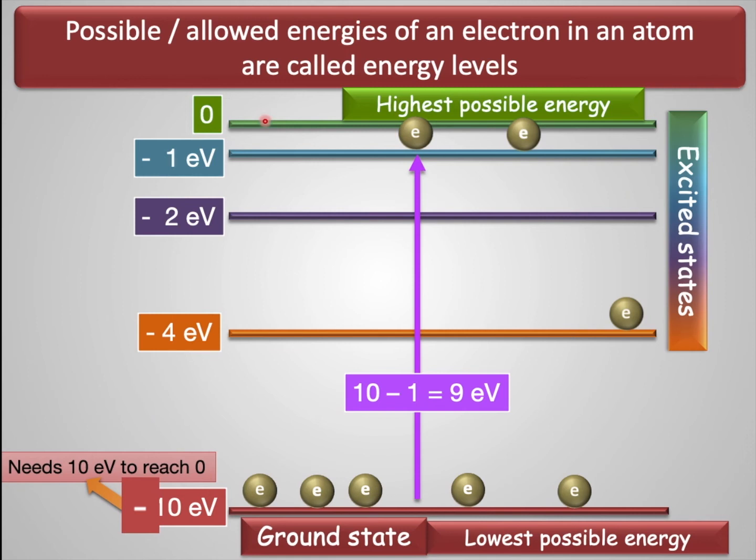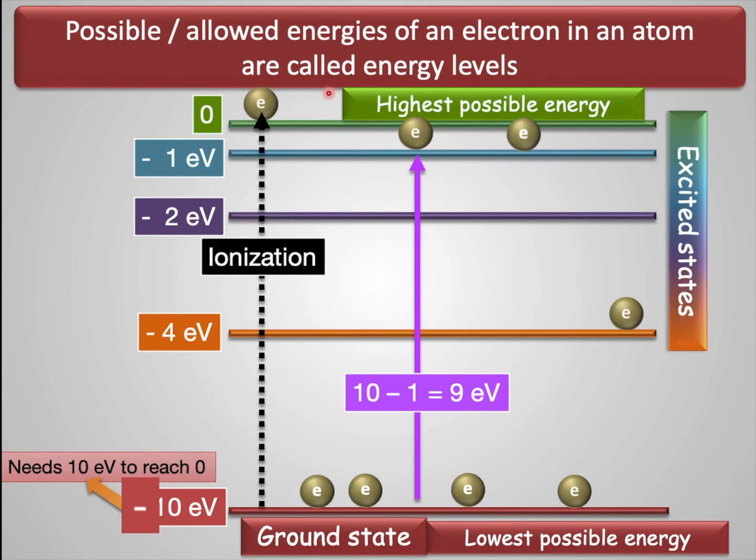So let's say now they receive a very big photon like an X-ray photon. They can even go out of the atom. This process of taking an electron out of an atom is called ionization. And the ionization energy of this particular atom is 10 eV.